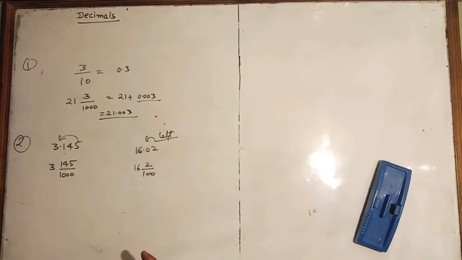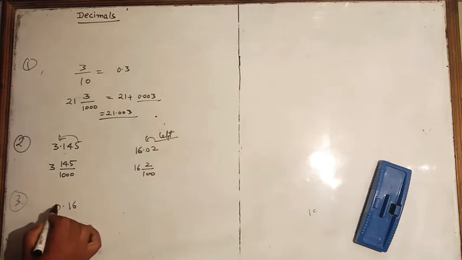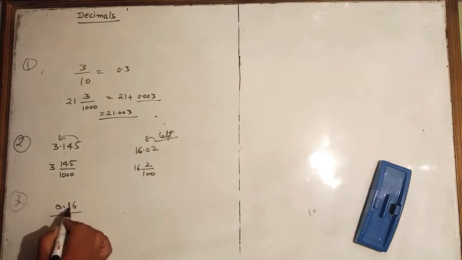So come to question number 3, express the fraction in the lowest term. It is written in question number 3, you have to write in lowest form. The last part I am doing here, 0.16, so you will write it in lowest form.